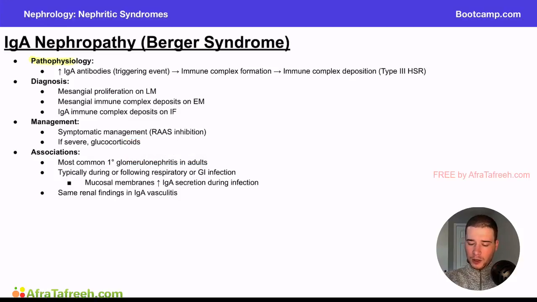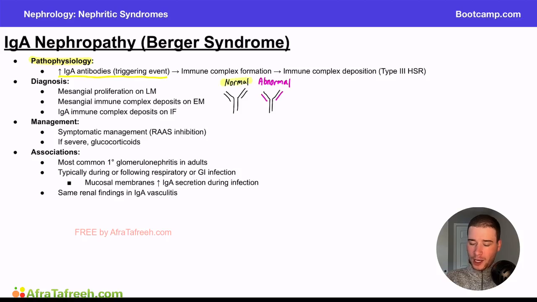And the pathophysiology of IgA nephropathy, as you could probably guess, involves elevated levels of IgA antibodies, typically following a triggering event. Now keep in mind we typically have normal IgA in our body. However, in this particular pathology, we're developing an abnormal type of IgA. And although the reason for the development of this abnormal type of IgA is not really well understood, it should be noted that we have an increased risk for developing this condition anytime we have an event in which we would typically increase the production of our IgA in the body.